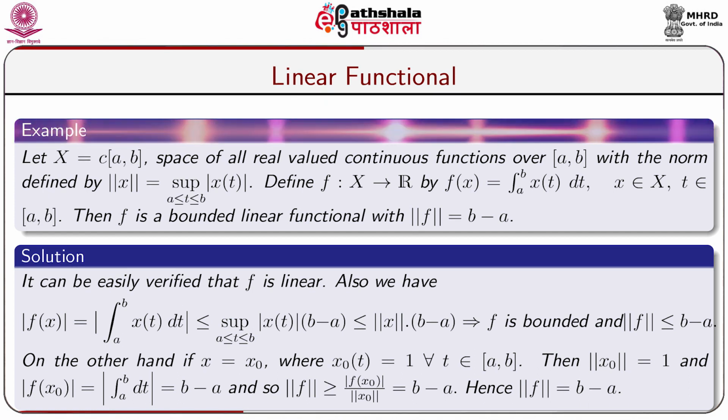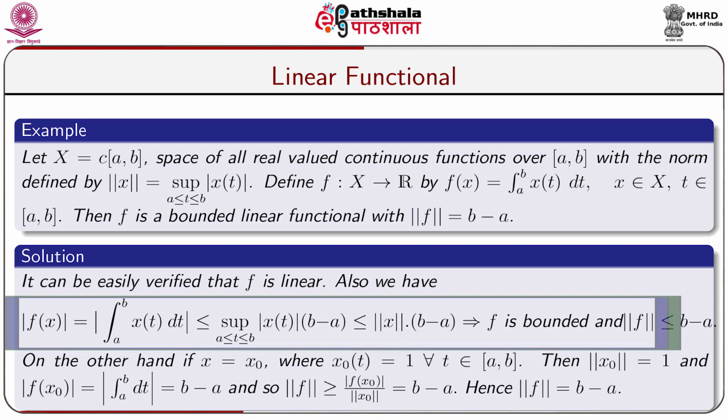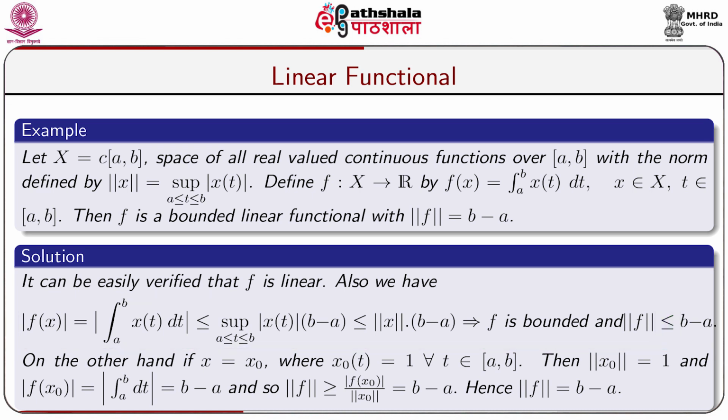The solution is given below. It can be easily verified that f is linear by the construction of the function f(x) equal to integration a to b of x(t) dt. Now, for the boundedness, let us take a calculation. Modulus of f(x) is equal to modulus of integration a to b of x(t) dt, which is less or equal to sup of modulus of x(t) into b minus a, which is again less or equal to norm of x into b minus a.